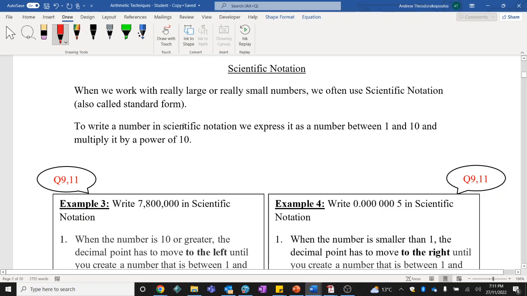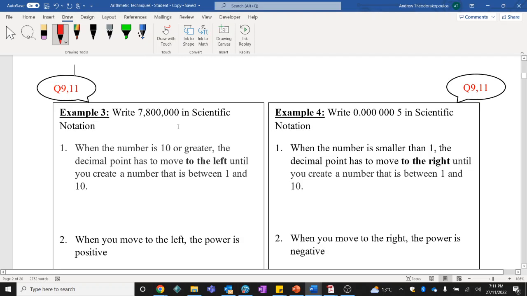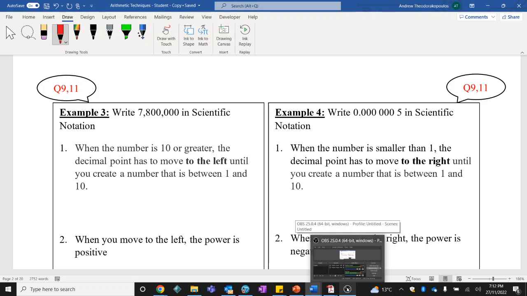To write a number in scientific notation, we express it as a number between 1 and 10, and then multiply it by a power of 10. And you'll see what we mean in these examples here. So the first question asks us to write 7.8 million in scientific notation.